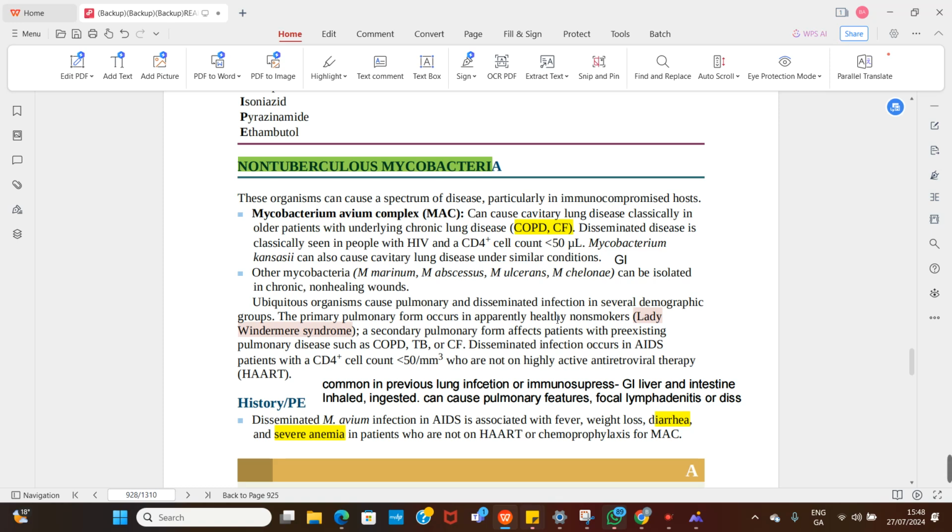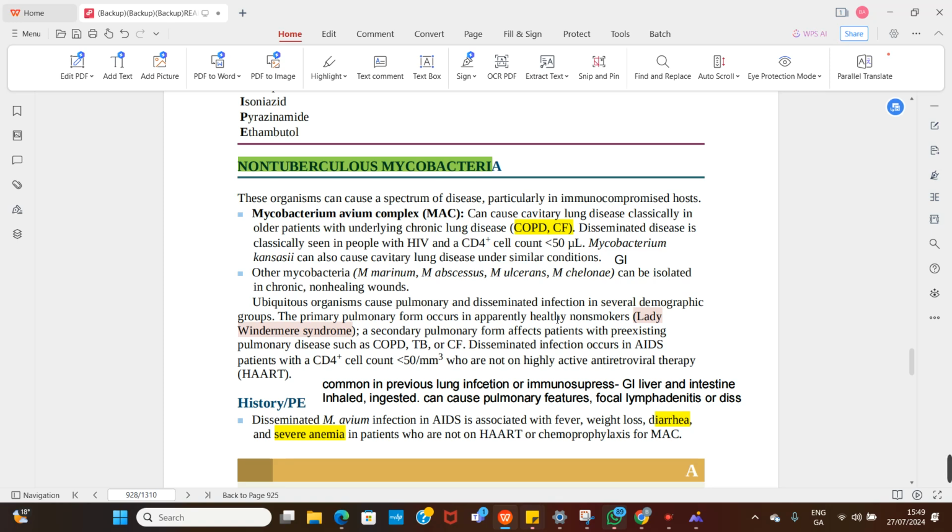So you see a patient and you are thinking of tuberculosis, and the person is having watery diarrhea, please don't go and pick Mycobacterium tuberculosis. Just pick your Mycobacterium avium. You will be correct. So those are the non-tuberculous mycobacteria.